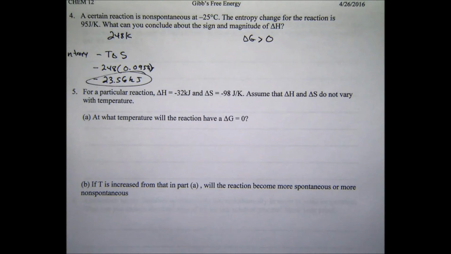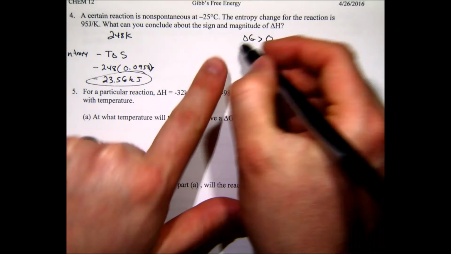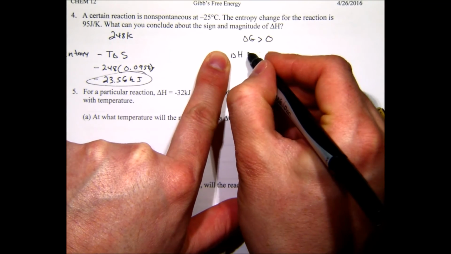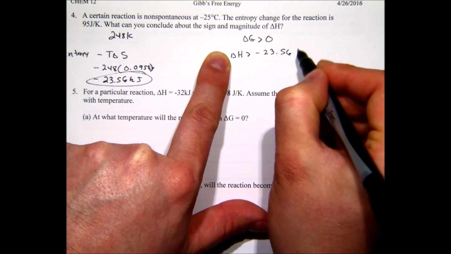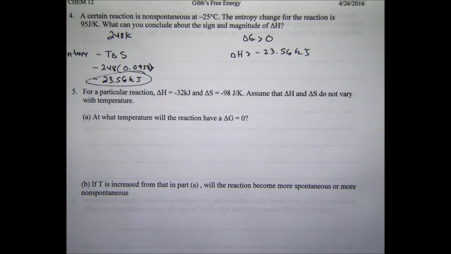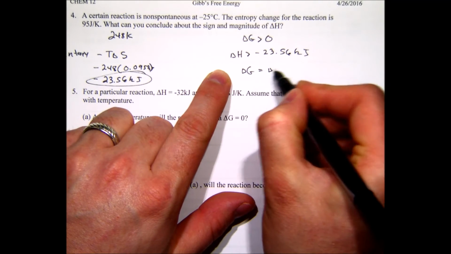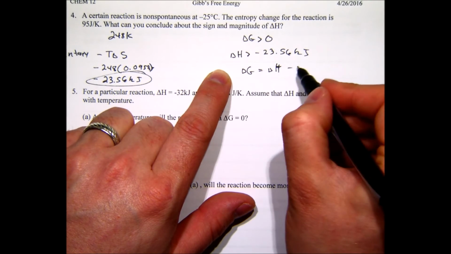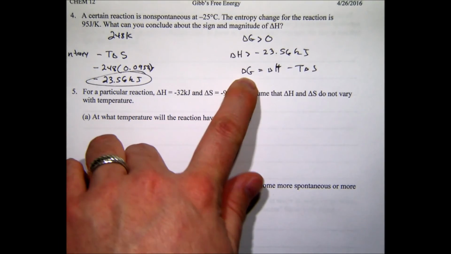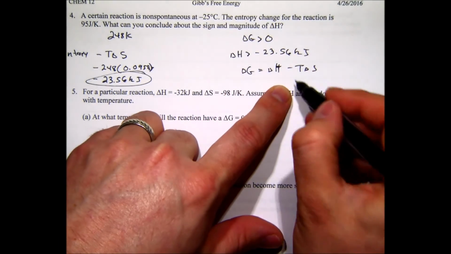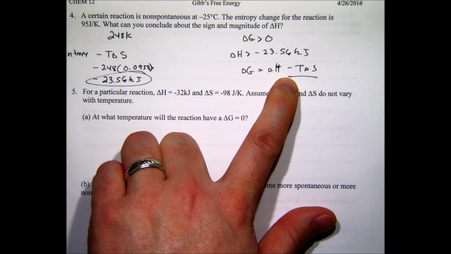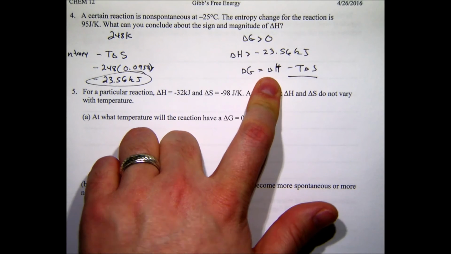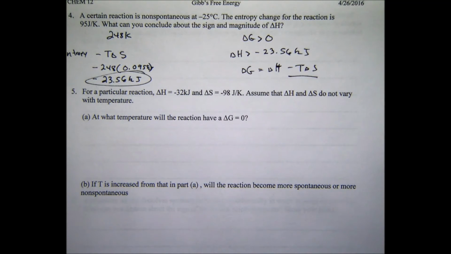In order for this reaction to be non-spontaneous, we know that delta H must be greater than negative 23.56 kilojoules. So our conclusion is just that in order for this expression to be true, we need to make G bigger. If this term here is negative 23.56, including the negative sign, then this would have had to be bigger than that. So that's how we would figure that particular question out.